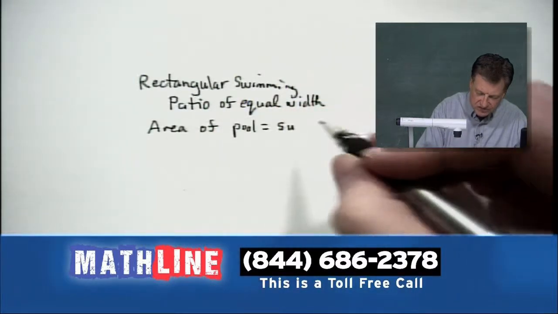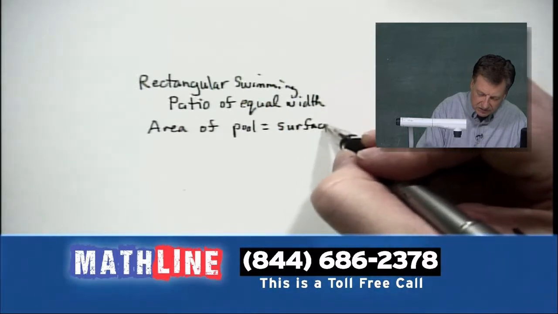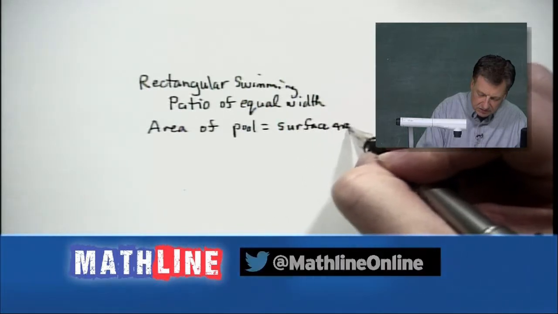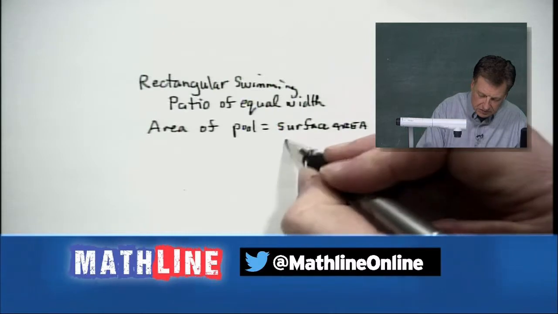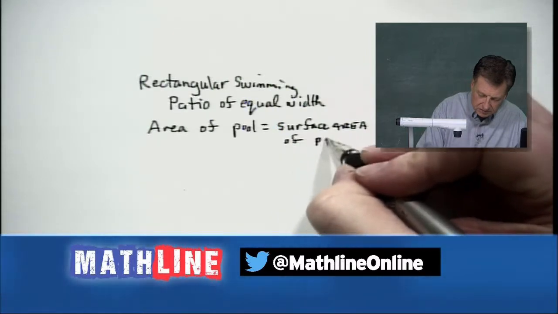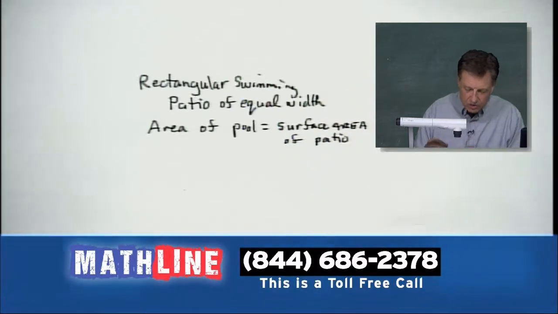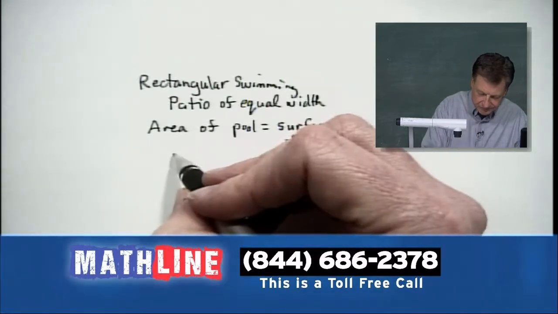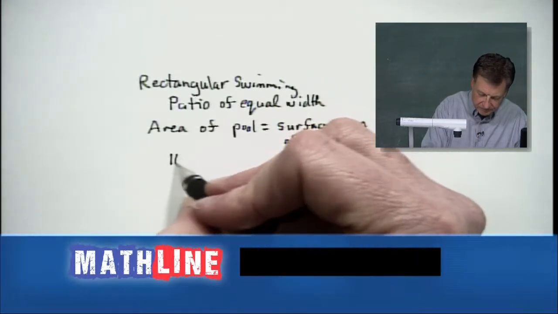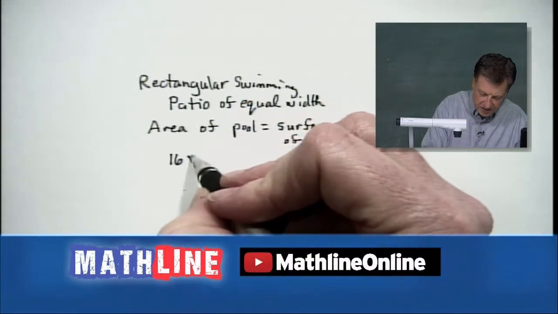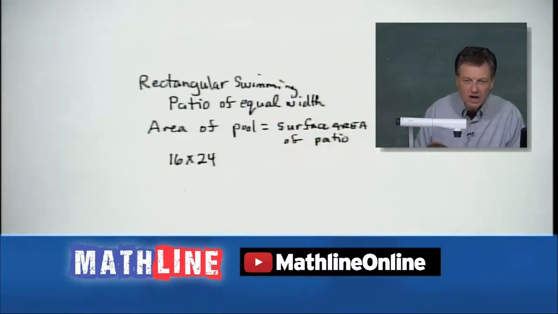So you're talking about surface area in both cases here. Right. And then the question is, what is the width of the patio given these dimensions of the pool? Okay, and what are your dimensions of the pool? The pool is 16 feet by 24 feet. 16 by 24. All right.